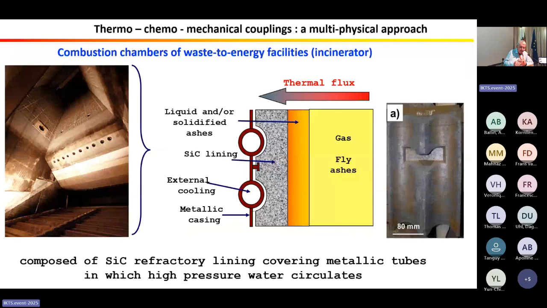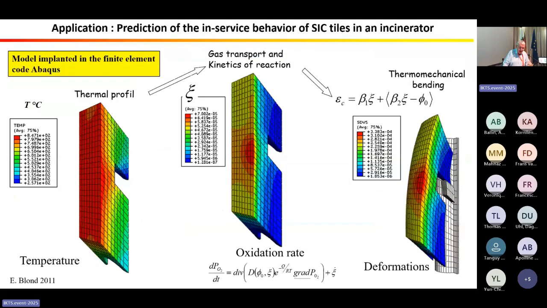It concerns the combustion chamber of waste-to-energy facilities, incineration. We use silicon carbide tiles, which are in contact with an external cooling system and metallic casing. So, in contact with this tile, we have fly ashes. This silicon carbide lining covers metallic tubes in which high-pressure water circulates to produce electricity.